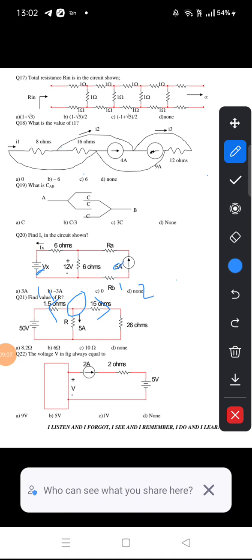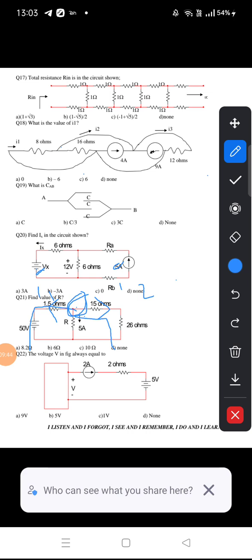Here a 5 ampere current source is given, right? Apply nodal analysis at this junction. I1, I2 are the outgoing currents and 5 amperes is also an outgoing current, right? So I apply KCL here. I1 plus I2 plus 5 is equal to 0, then I1 plus I2 is equal to minus 5. I1 is nothing but the potential difference: assume this node potential is V, so V minus 50 by 1.5, right? Here the potential difference, ground is having 0 potential, that is V minus 0 by 41.